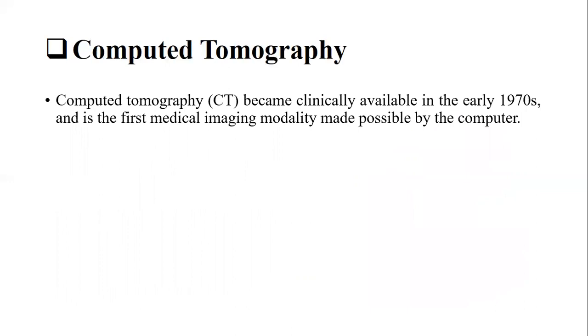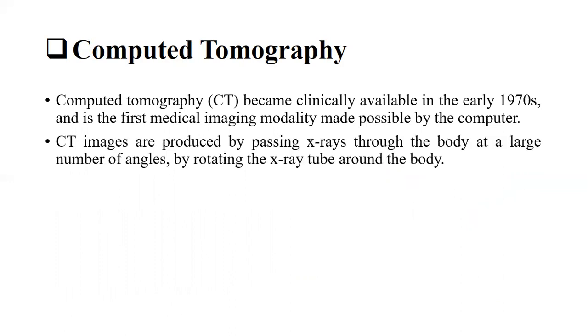Next is computed tomography, or CT scan. It became clinically available in the early 1970s and is the first medical imaging modality made possible by the computer. CT images are produced by passing an X-ray through the body at a large number of angles by rotating the X-ray tube around the patient's body.